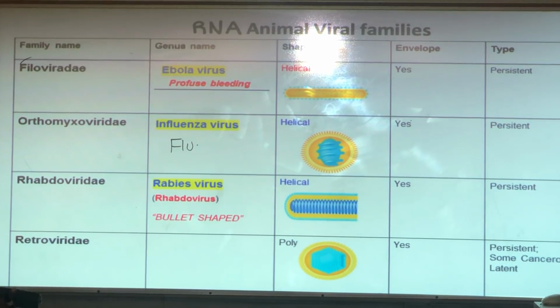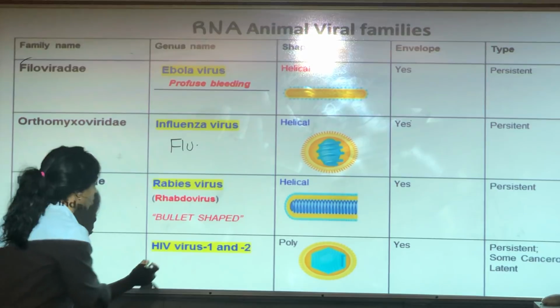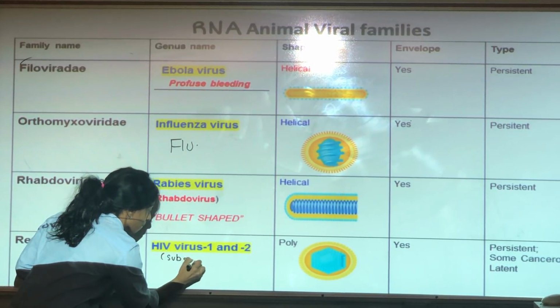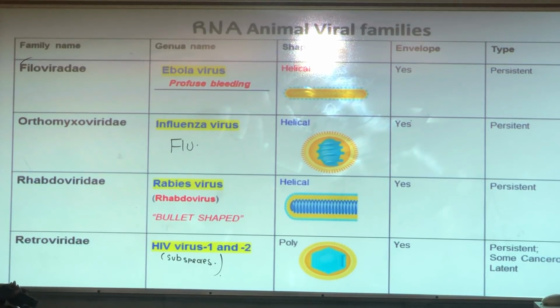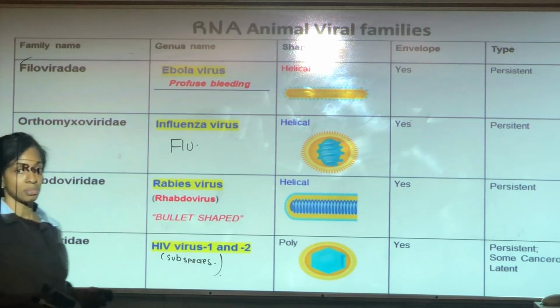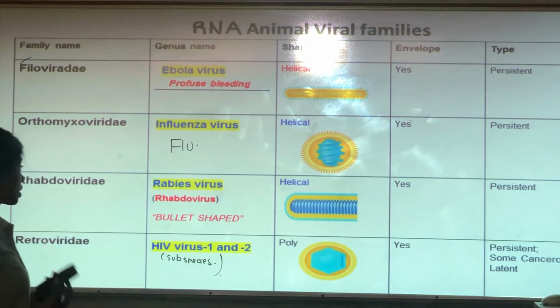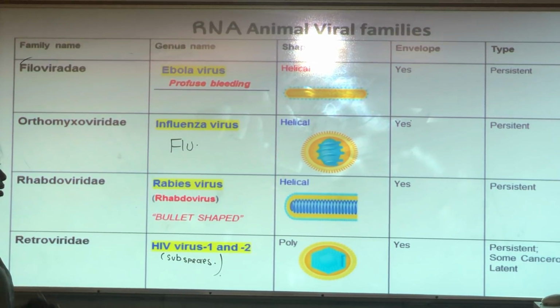And our last envelope virus on this slide, in the Retroviridae family, we have HIV virus 1 and 2. Right, so this is more or less the subspecies name. And the HIV virus is an RNA virus, and it is polyhedral. Some are persistent, some cancerous, and some latent. Very special virus. It can take on many forms. And once it infects humans, it will interfere with their immune system.